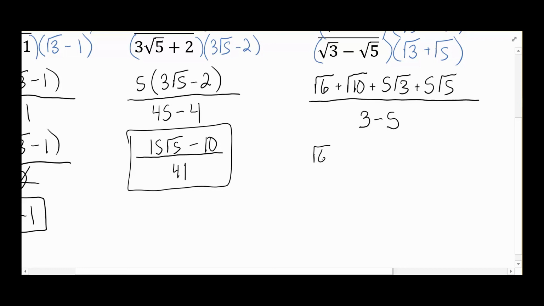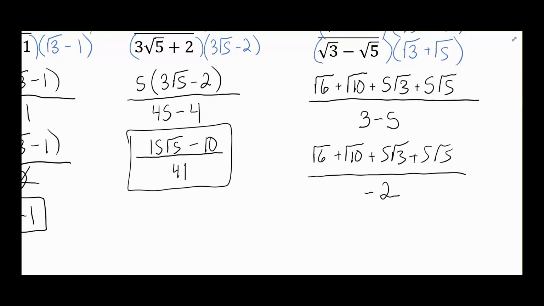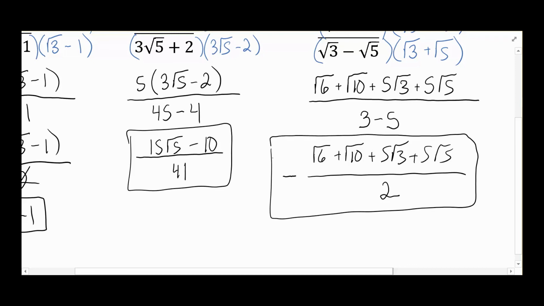Up top, we have root 6, root 10, 5 root 3, 5 root 5, and on the bottom, negative 2. Now, I do want to remind you, we do not ever leave a negative in the bottom. So what I would do if I were you is erase the negative in the bottom and just put it in front of the whole thing. And that's better mathematically.